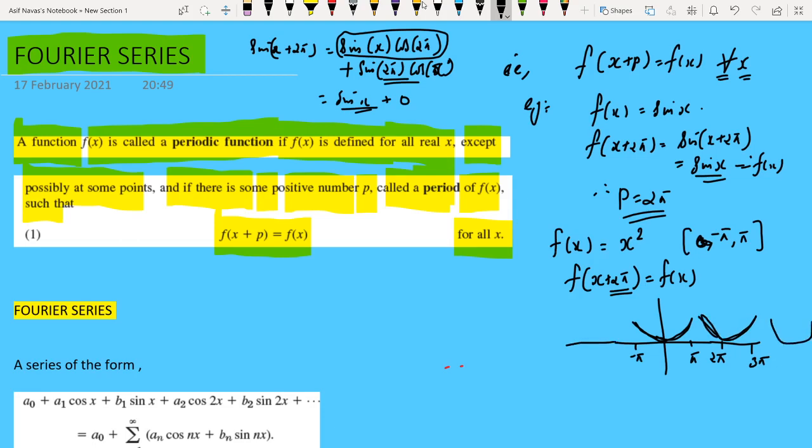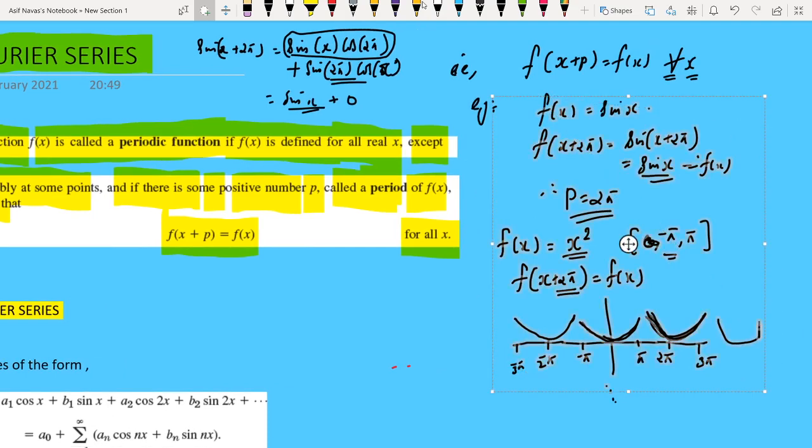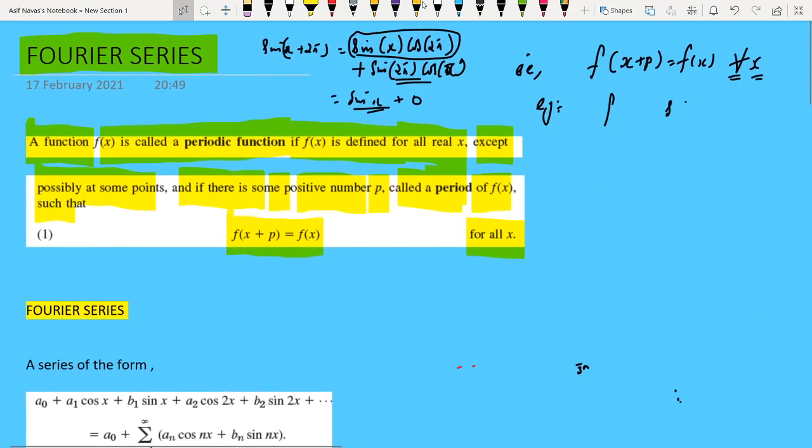That means I am defining this function in such a way that f of x is equal to x square when x is in between minus pi and pi. Then I am defining that f of x plus 2 pi is equal to f of x. So that means for pi to 2 pi, 3 pi, I am defining the function the same as on minus pi, minus 2 pi, minus 3 pi. That means any function f of x can be written as a periodic function of this form. We can define the period. So that is the importance of Fourier.